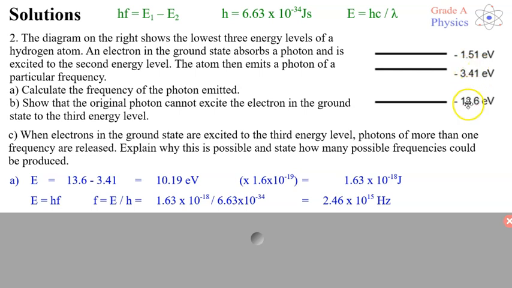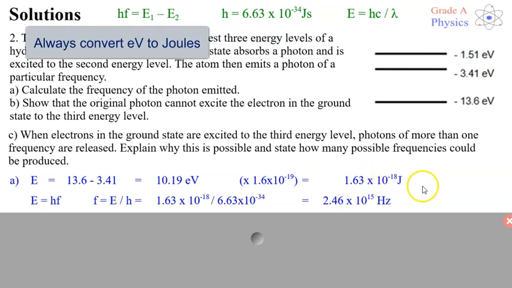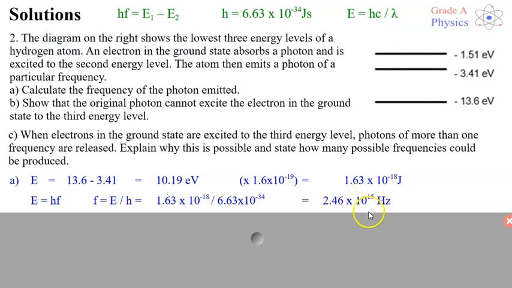Okay, so we need to look at the difference between these two energy values. We can ignore the negative if you prefer. So the difference is 10.19 eV. We need to convert that into joules, so multiply by 1.6 times 10 to the minus 19, and that is our value in joules. And then we're trying to find the frequency, so we know E equals hf, make f the subject, so it's going to be your previous answer divided by the Planck constant, and we get our frequency as shown, 2.46 times 10 to the 15.